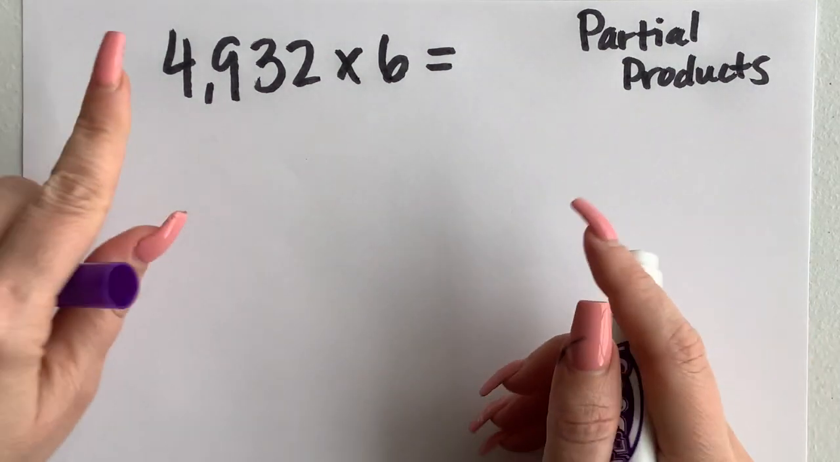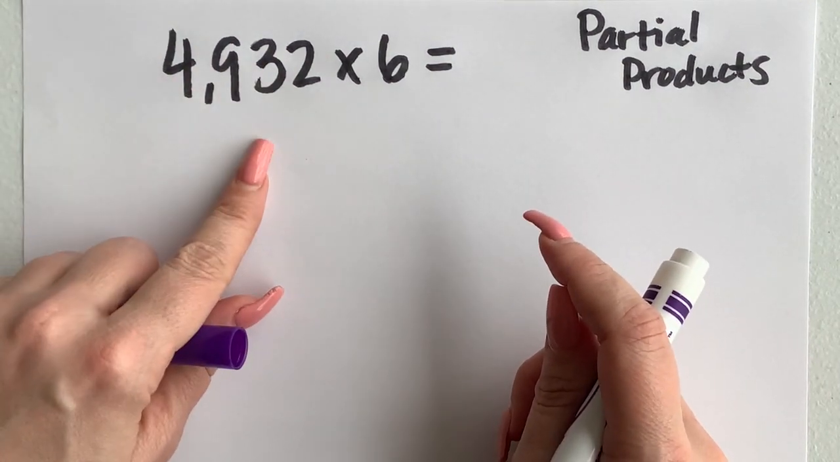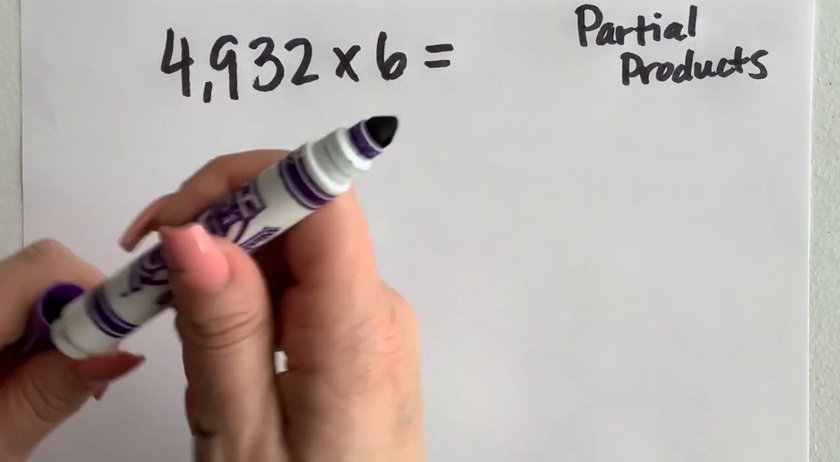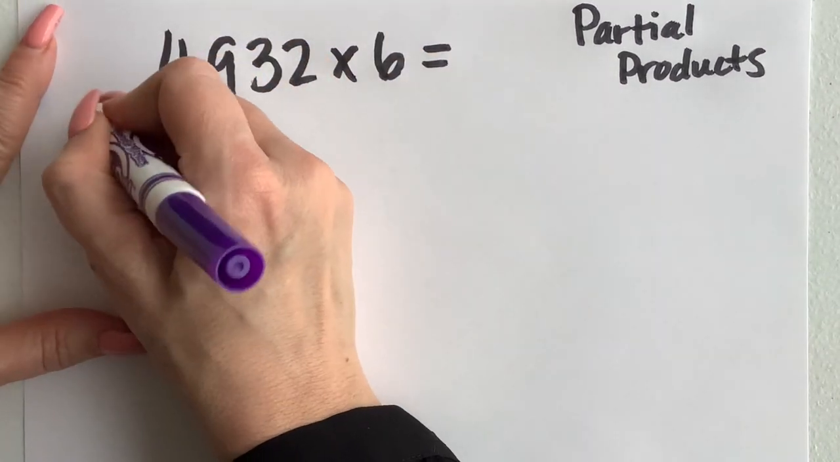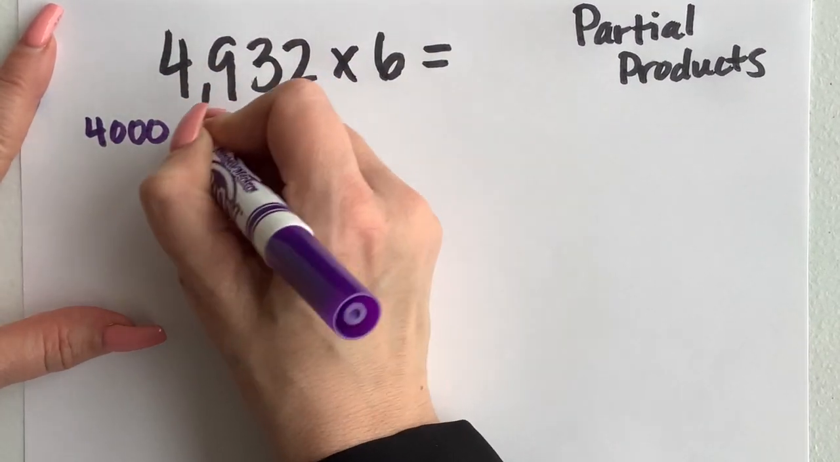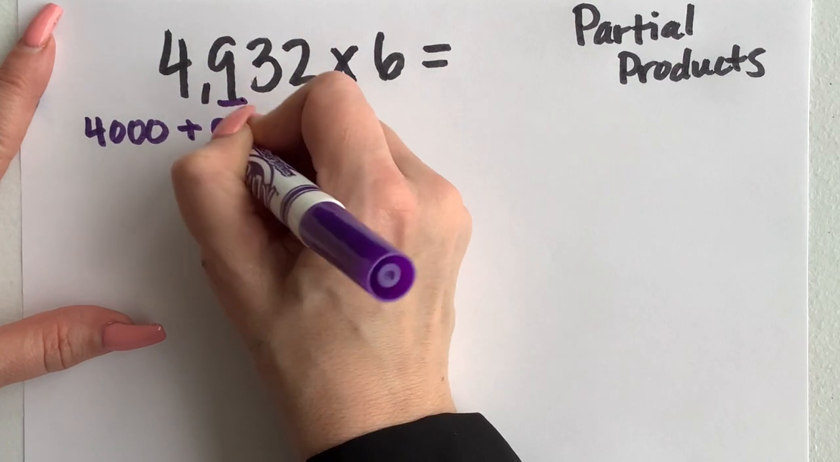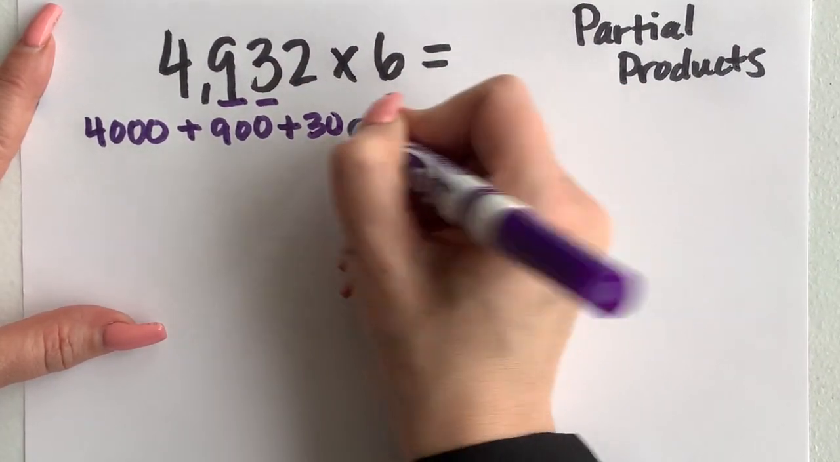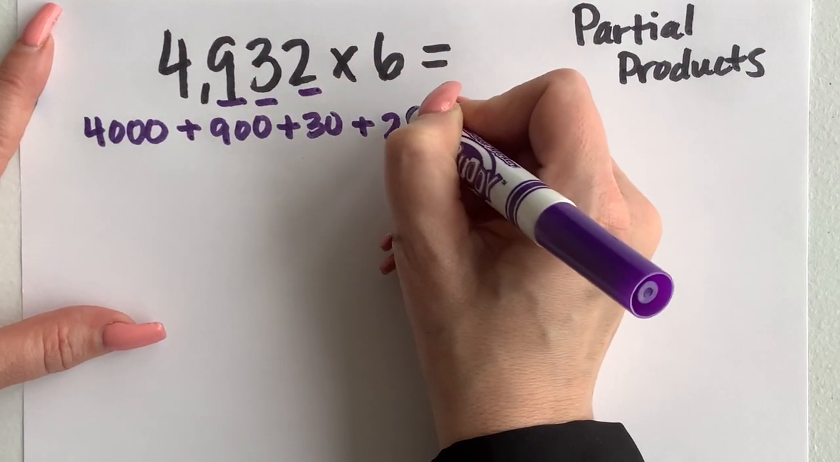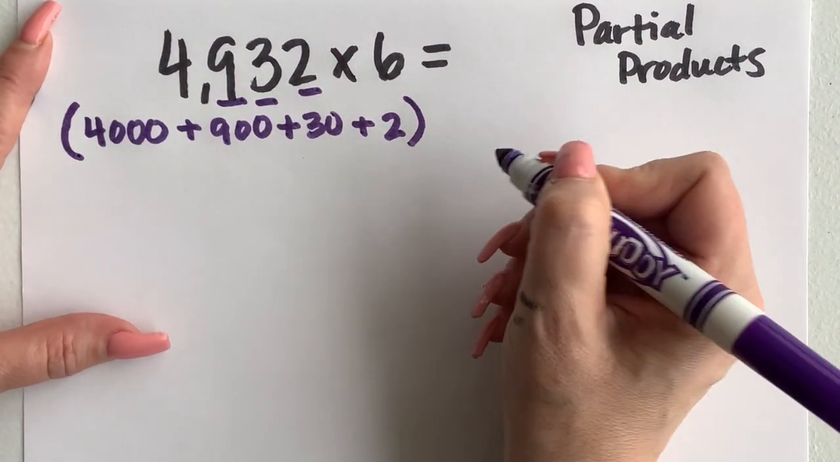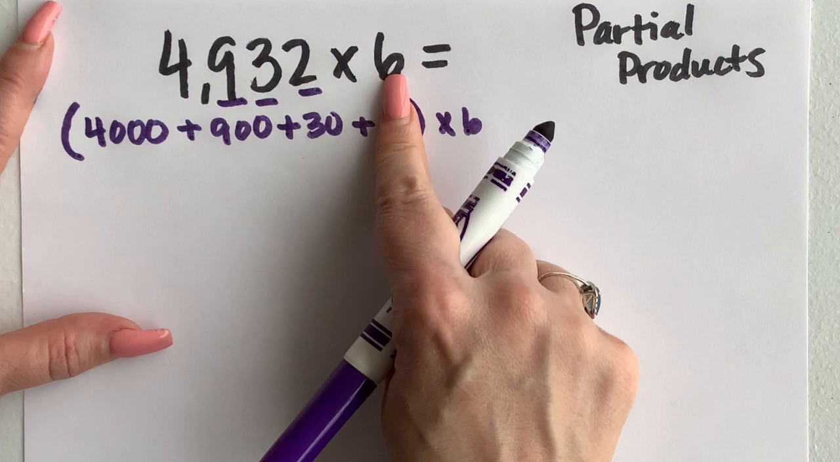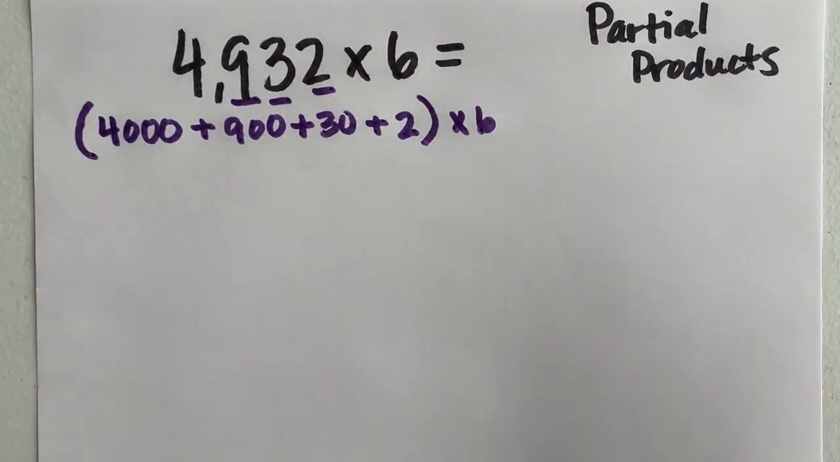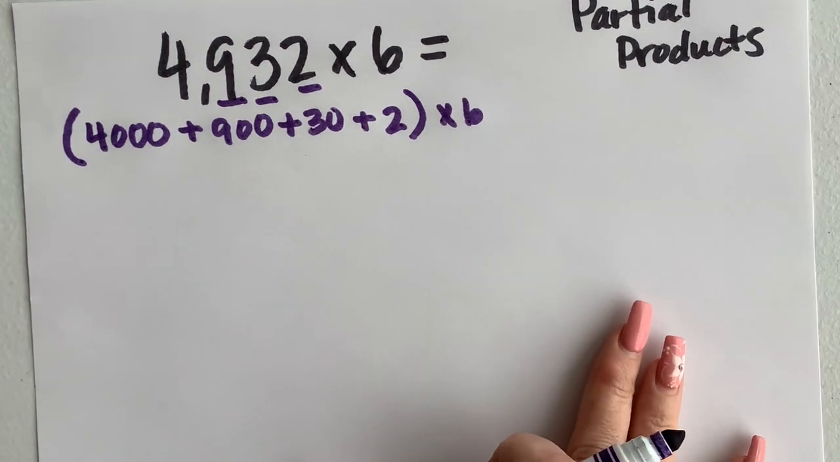Well, the first thing I want to do is decompose my number into expanded form. So I have 4,000 plus 900 plus 30 plus 2, and I want all of that 6 times. Now 6 is already in expanded form because I only have 1, so there's nothing for me to expand there.